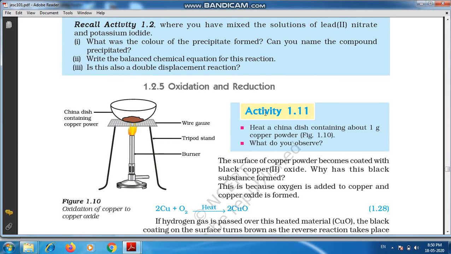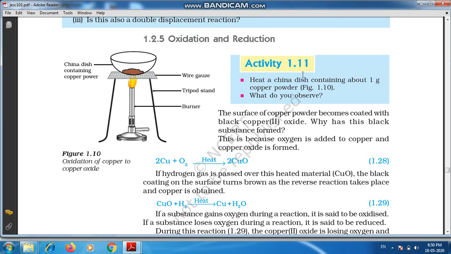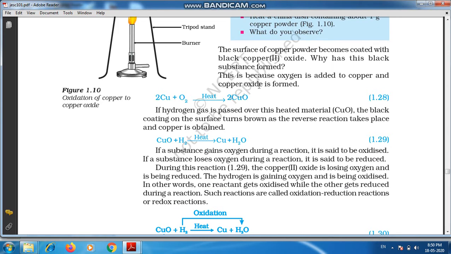Now the last, oxidation and reduction. Okay, the activity is there. I will not go into it. I will just give you an example. Oxygen is added to copper, so copper oxide is formed. You can see in this reaction Cu plus O2 gives 2CuO, that is copper oxide.